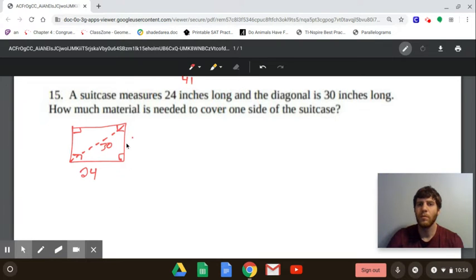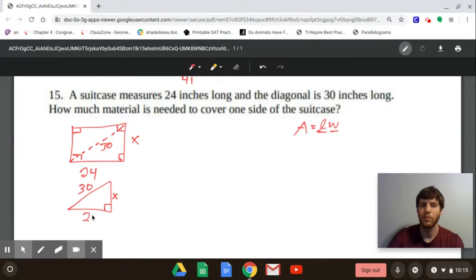And then we want to find the material needed to cover the suitcase. So that means we need to find the area of that side of the suitcase, and the area for a rectangle is length times width. All we have right now is the length. We're going to need to find the width first. So let's put an x for our width. The triangle we're looking at here has a right angle. The hypotenuse is 30, and your legs are x and 24.